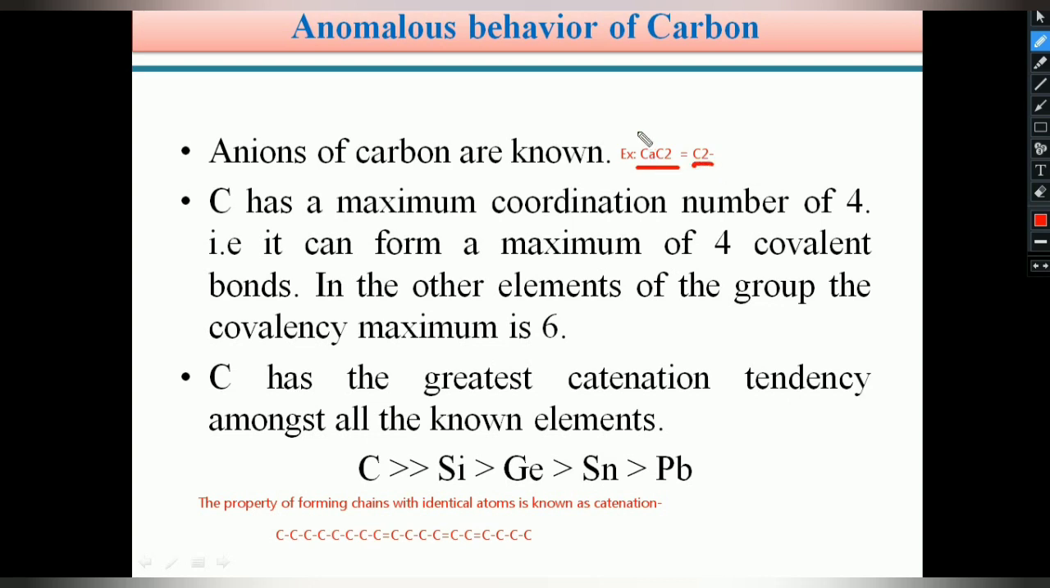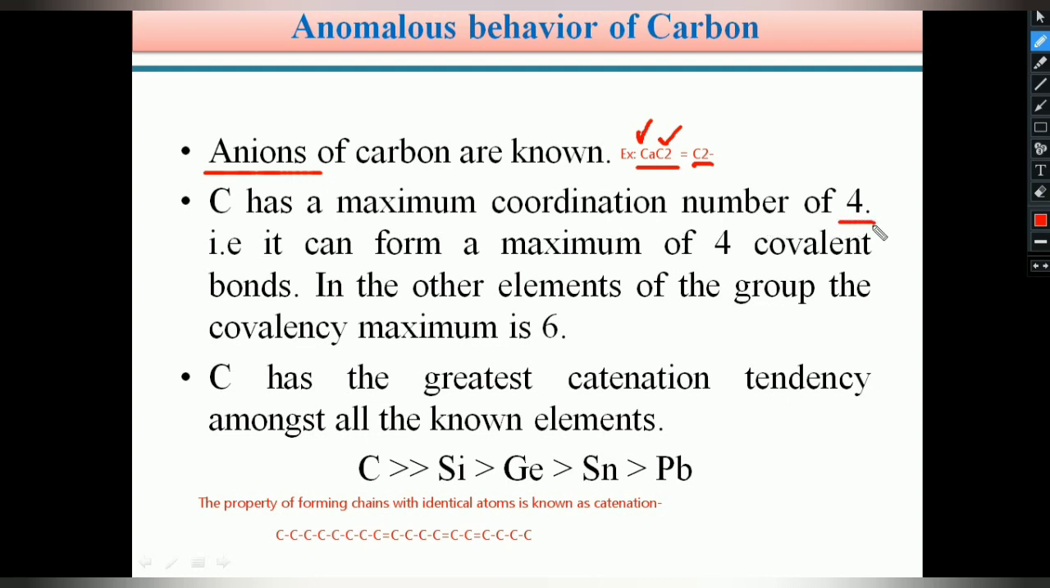In calcium carbide, it exists as the C2 2- ion. Students, we know the oxidation number of calcium is +2. Here each carbon has a -1 oxidation state. Therefore, carbon can exist in the form of anions. Similarly, another reason is that carbon has a maximum coordination number of 4.